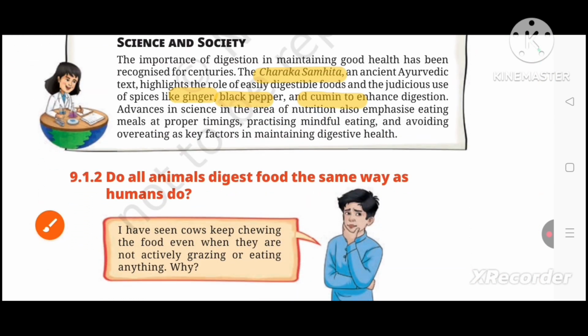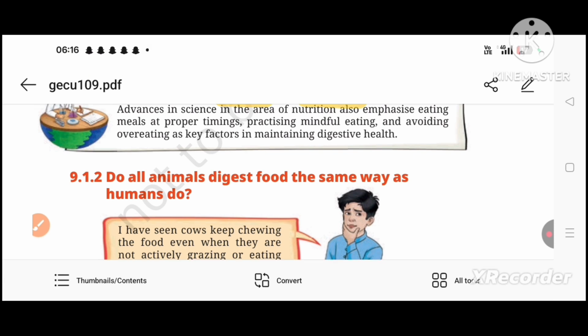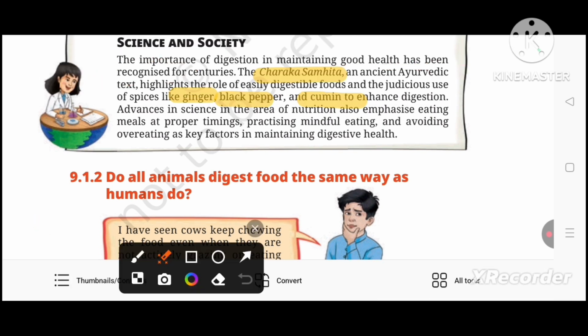Science and society. The importance of digestion in maintaining good health has been recognized for centuries. The Charak Samhita, an ancient Ayurvedic text, highlights the role of easily digestible food and a judicious use of spices like ginger, black pepper, and cumin to enhance digestion. Advances in the science of nutrition also emphasize eating meals at a proper time, practicing mindful eating, and avoiding overeating as key factors in maintaining digestive health.